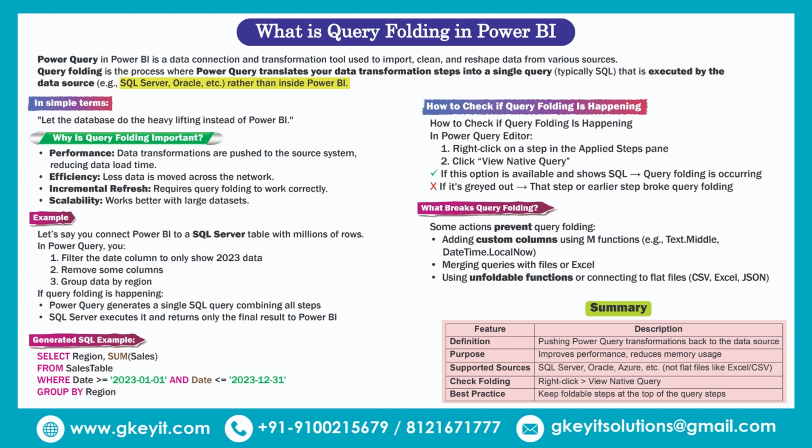And merging queries with files or Excel. For example, if you connect with any file or Excel, a flat file, a JSON file, and merging happens over there, then it prevents query folding. Another is using unfoldable sources, connecting to flat files like CSV, Excel, JSON files. If you connect to these files, you can't see query folding over there. If you connect to databases and do minimal transformations, then you can see query folding. We can see these things practically in Power BI Desktop.